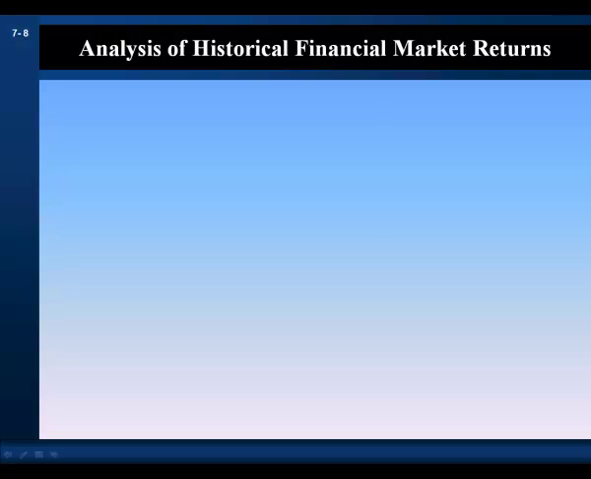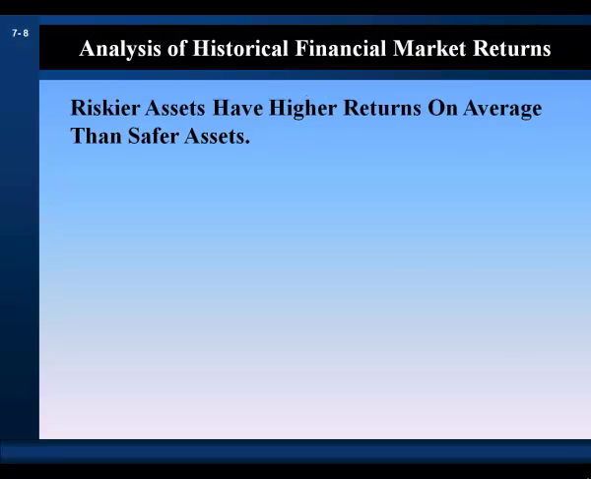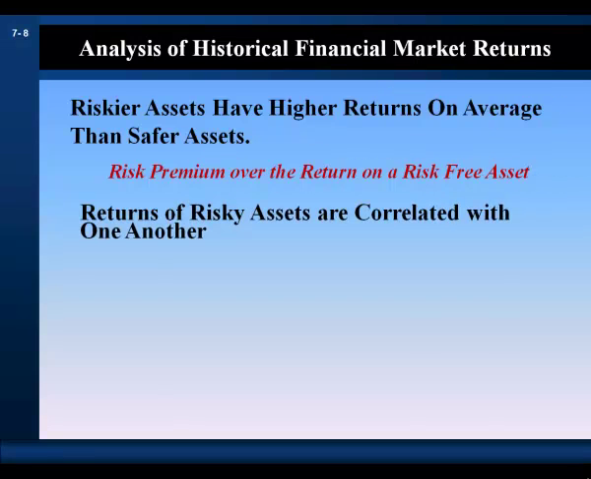The three central facts and their implications. Riskier assets have higher returns on average than safer assets. The market prices risk, and the market establishes a risk premium over the return on the risk-free asset. The returns of risky assets are correlated with one another, and it's predominantly positive correlation.